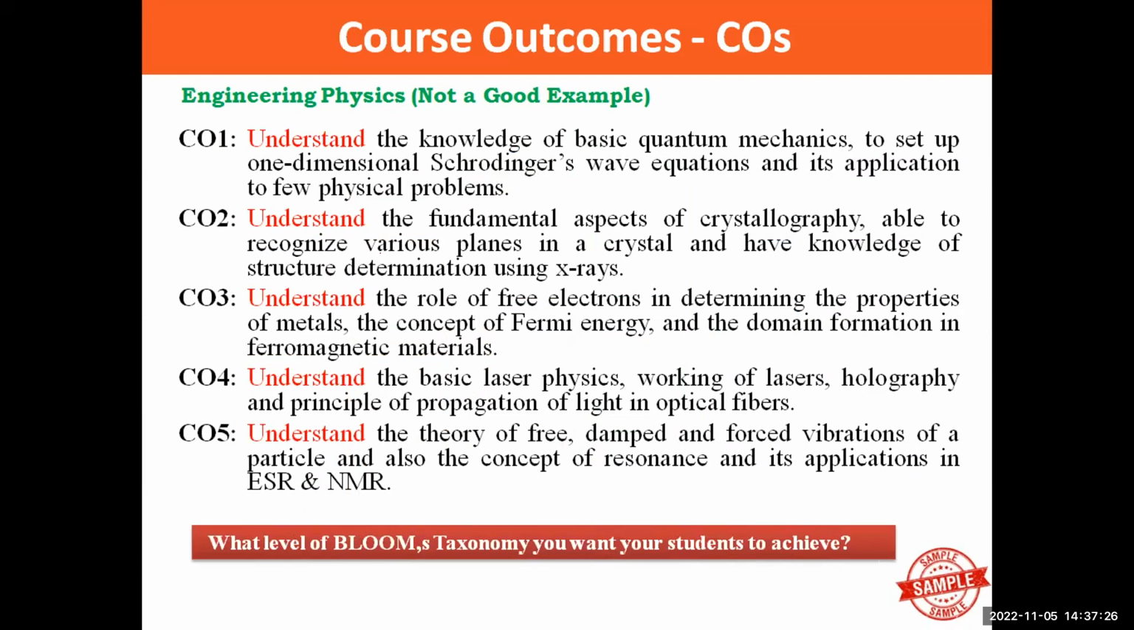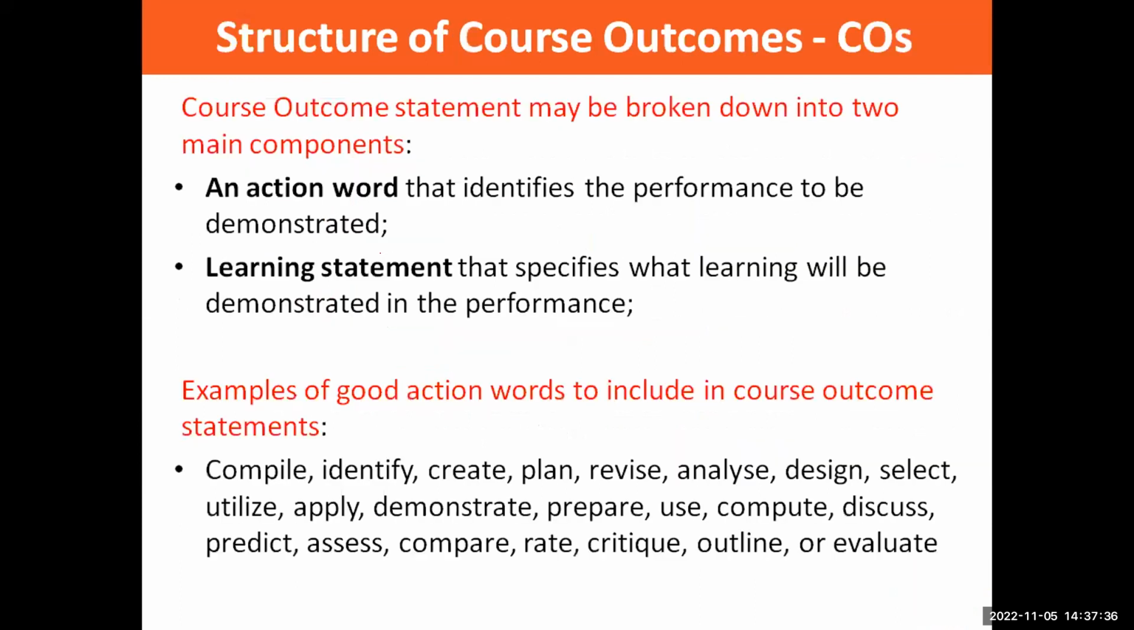What level of Bloom's taxonomy you want your student to achieve is another important aspect to think about when writing the CO. Then, course outcome statements may be broken down into two main components. Initially I told you that it was basically four parts, but the last two parts I'm relaxing a little bit. The subject content and the action words I'm just taking now. The various action words I already shared on the previous slide. There we discussed compile, identify, create. The various action words are demonstrated here, and the learning statement is again subject to subject.